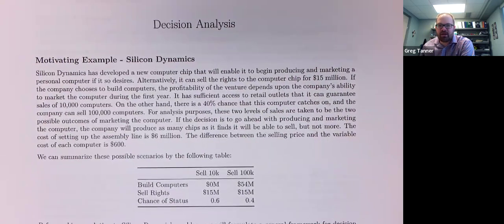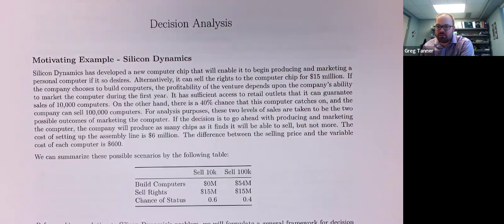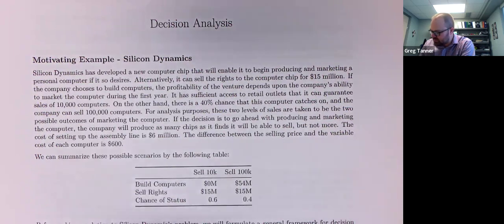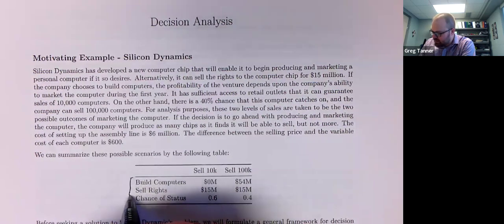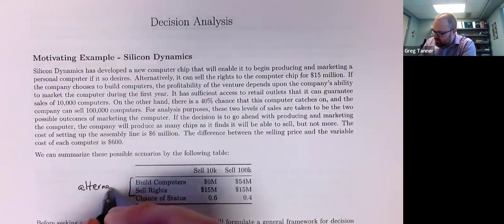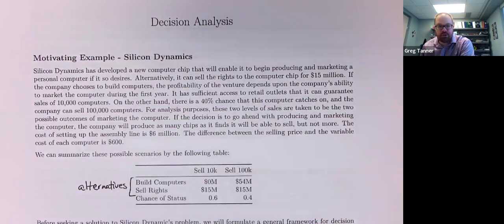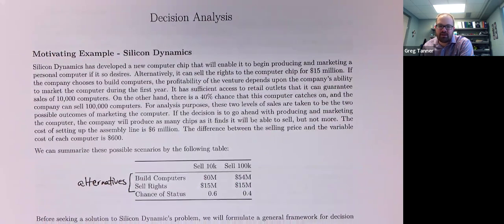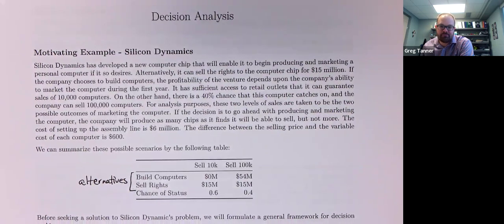So we've got a computer chip company that developed a new computer chip. They have to make a decision, and they've got two alternatives, and I'll highlight them in this table down here. These are the choices that they can make. They can either build the computers based off of those chips, or they can sell the rights to the chips to someone else. If they sell the rights to the chips, they get 15 million from the sale of those rights. But if they choose to build computers, they're taking on some risk.